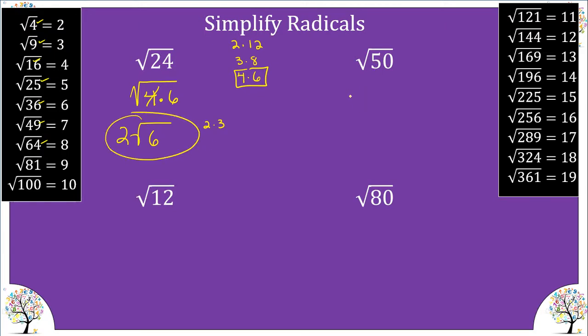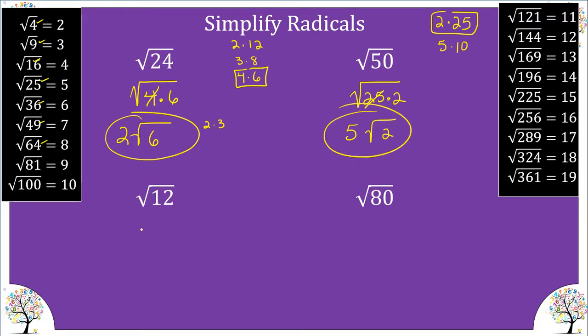Let's look at 50. We have 1 and 50, which is not very helpful. We have 2 and 25, and 5 times 10. We can see that we're going to use 2 times 25, or I like to put the perfect square first. That's just my preference. I'm going to take the square root of 25, which is 5, and then I'm left with radical 2. Let's look at 12. We have 2 times 6, and we have 3 times 4. Obviously, we're going to use the 3 times the 4 because 4 is a perfect square. When I take the square root of the 4, I get 2, and I'm left with radical 3.